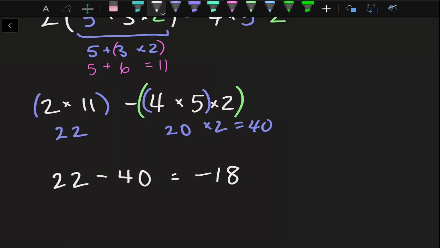Okay, and then, yeah, before we can move on to fractions, we need to understand what a reciprocal of a number is. So that's what we're going to be moving on to next.